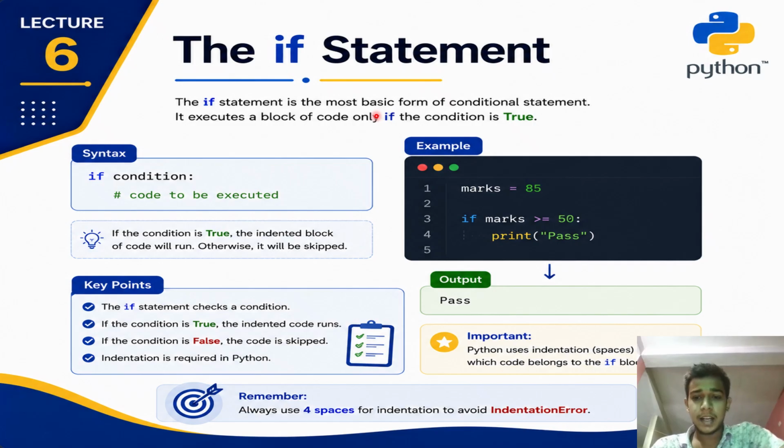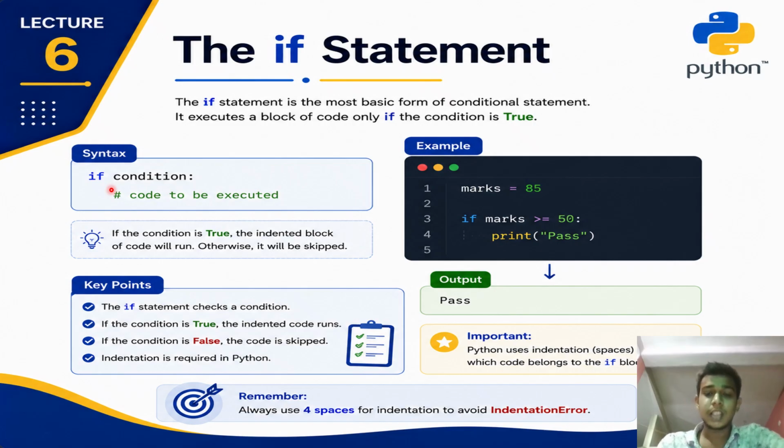Let's first understand its syntax. So this is the basic syntax. Notice two important things here. First, after the condition, we write a colon. Second, the code inside the if statement is written with indentation, which usually means 4 spaces. Indentation tells Python that this code belongs to the if block. Without proper indentation, Python will generate an indentation error.